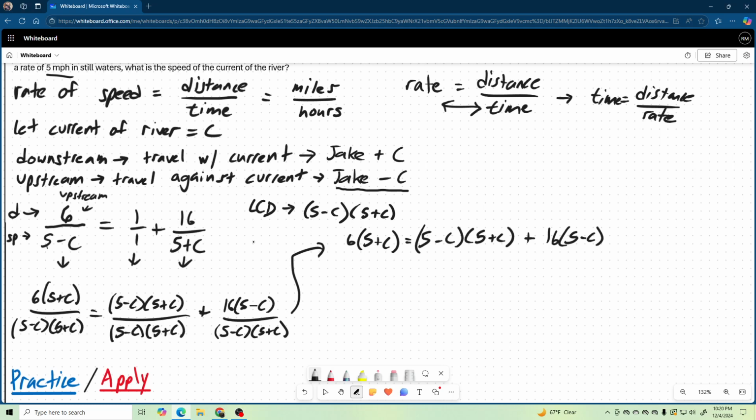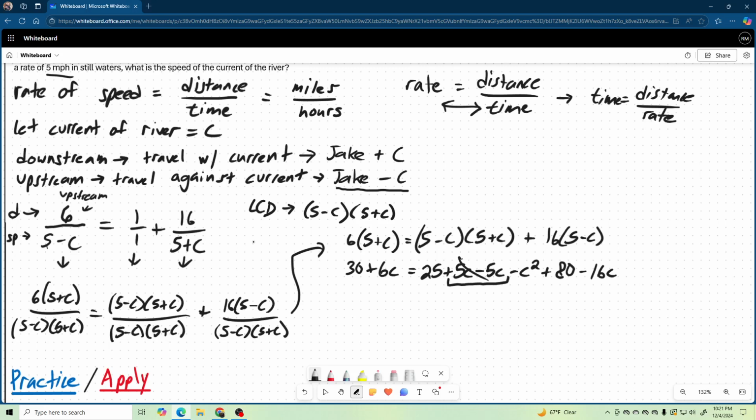Okay, so let's simplify some stuff. We have 6 times 5 is 30. 30 plus 6c equals, all right, 5 times 5 is 25, plus 5c, that's just a c. And we know these are going to cancel out. Hopefully you notice this is kind of like a difference of squares pattern, but it's fine if you don't right away. So plus 5c minus 5c, which is all just going to cancel out, which is fine. And then negative c plus c is negative c squared. All right, we just FOILed those. And then plus 16 times 5 is 80 minus 16c.